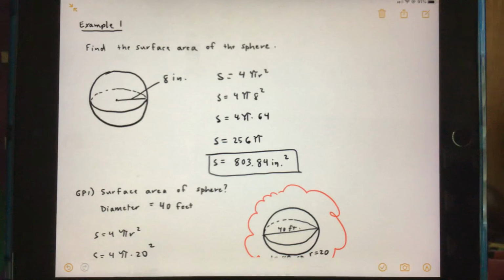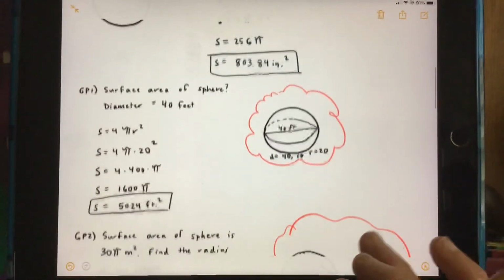Notice our units here. We're figuring area. How much wrapping paper would it take to cover up that ball? So that is going to be an area measurement, which means we're going to report our answer in squares, in this case inches squared.